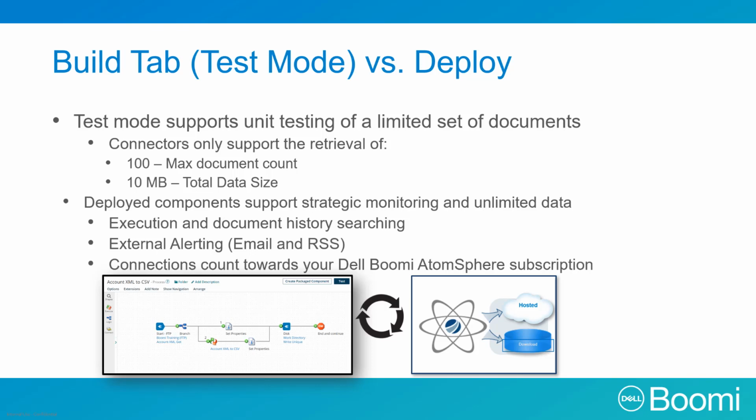Execution and document history searching with process execution results are available for 30 days. External alerting by email and RSS feed. And finally, the deployed connections count towards your Dell Boomi Atomsphere subscription.